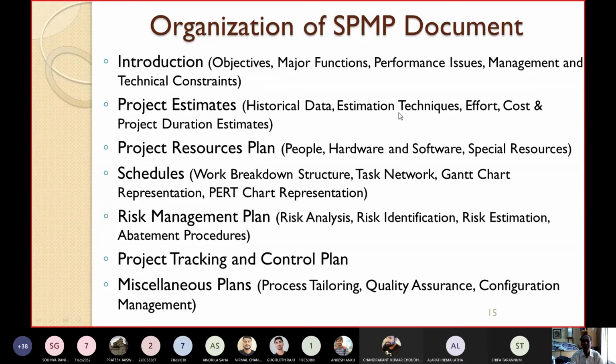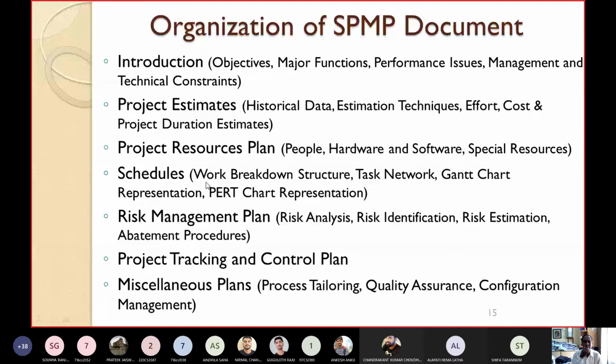By using these estimation techniques, what is the estimated value for the effort, what is the estimated value for the cost, what is the estimated value for the project duration, that you have to mention there. Then you have to write the project resources plan. Here you have to write who the resources are. You have to make a plan of how to allocate which resource to which task. Resources such as people, hardware, software, special resources, and how they will be allocated to which task, you should write down in the project resources plan.